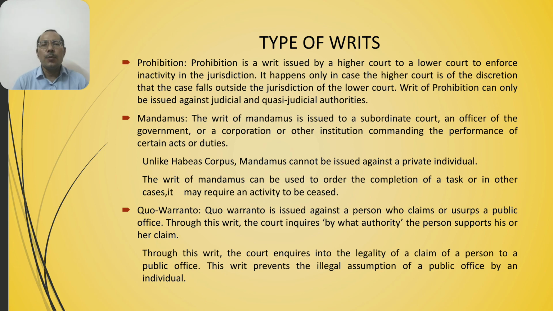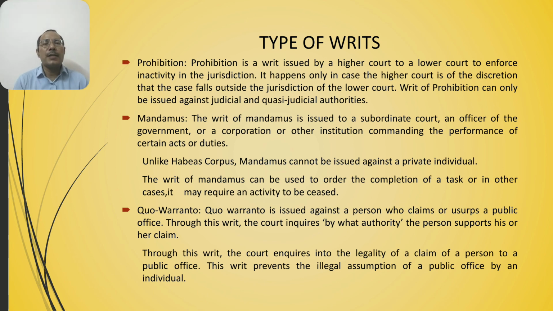Submit it to us. Mandamus: the writ of mandamus is issued to a subordinate court, an officer of the government, or a corporation or other institution, commanding the performance of certain acts or duties. Unlike habeas corpus, mandamus cannot be issued against a private individual. Try to understand, a mandamus cannot be issued against any private individual. The writ of mandamus can be used to order the completion of a task, or in other cases it may require an activity to be ceased.